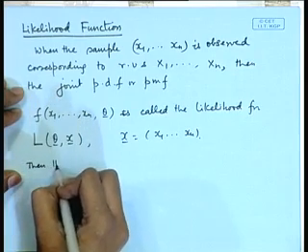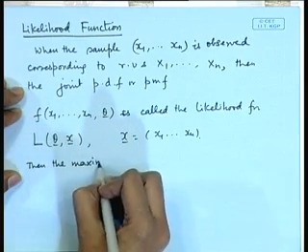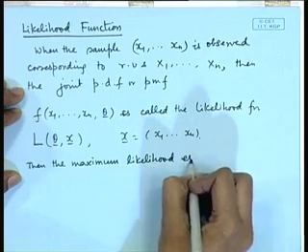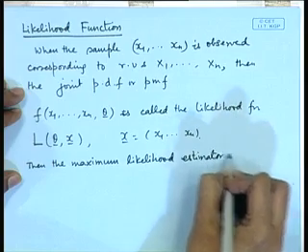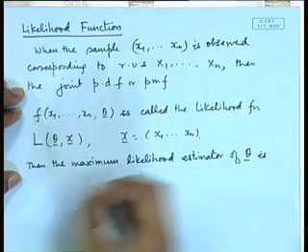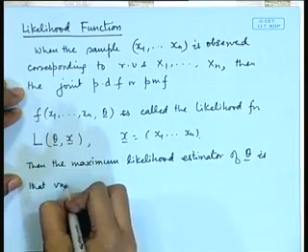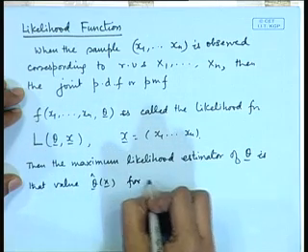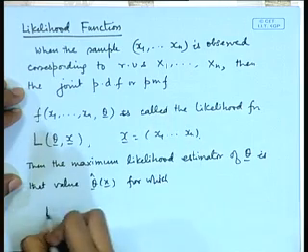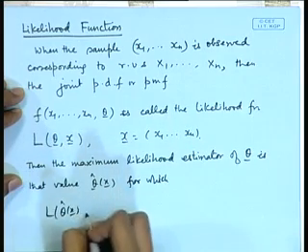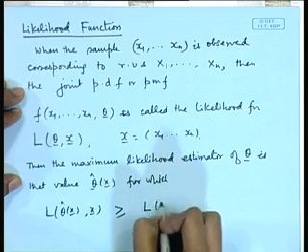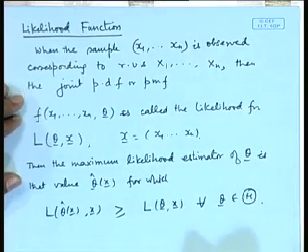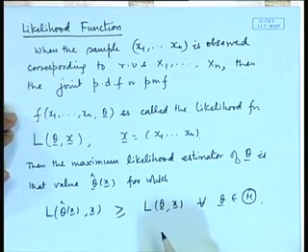Then the maximum likelihood estimator of theta is that value theta hat(x) for which L(theta hat; x) is greater than or equal to L(theta; x) for all theta belonging to the parameter space Theta. So, basically it becomes an optimization problem.